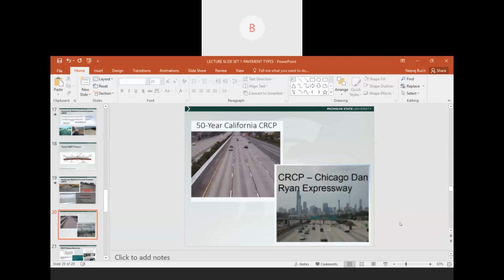So here are some pictures. I suspect you've heard of Chicago, and a lot of the concrete pavements in Chicago are continuously reinforced concrete pavements. The picture on the top left is a 50-year design of a continuously reinforced concrete pavement in the state of California. And you can see these transverse cracks, but these are all shrinkage cracks. So even though you see a crack, that does not mean that the pavement has failed. These are just superficial shrinkage cracks, and the pavement still has the structural capacity to carry load.